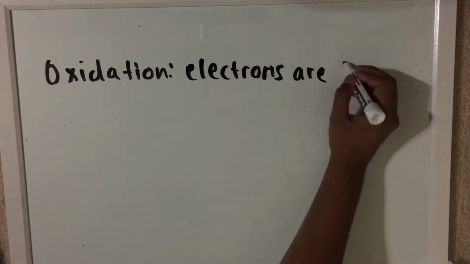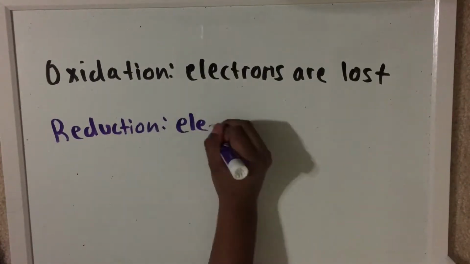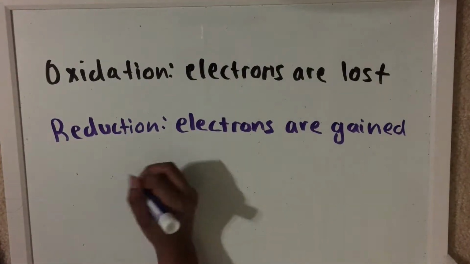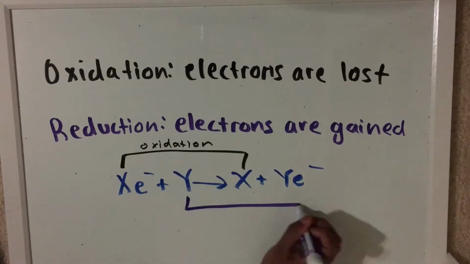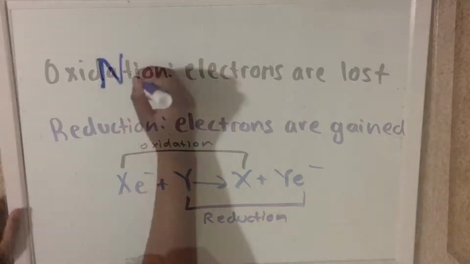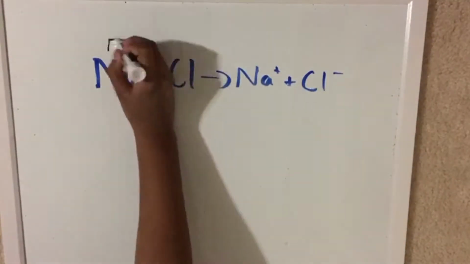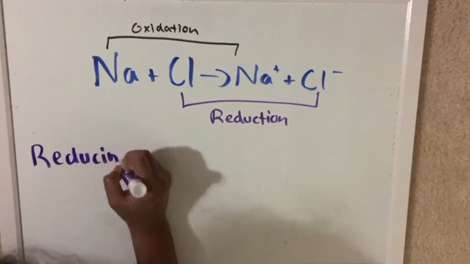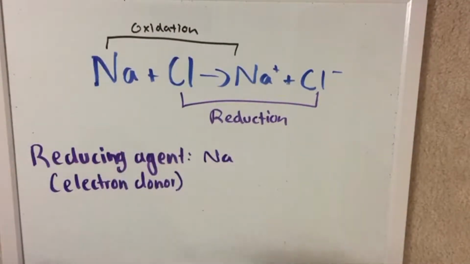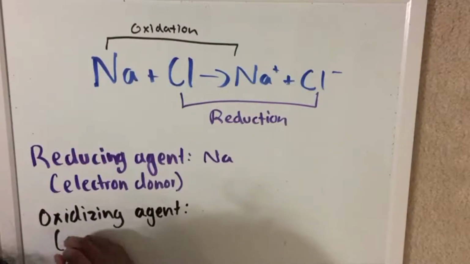Oxidation is when electrons are lost, while reduction is when electrons are gained. So in this equation here, X loses an electron while Y gains an electron. In the chemical equation, Na plus Cl equals Na plus Cl minus, the reducing agent, otherwise known as the electron donor, is Na, while the oxidizing agent, or the electron acceptor, is Cl.